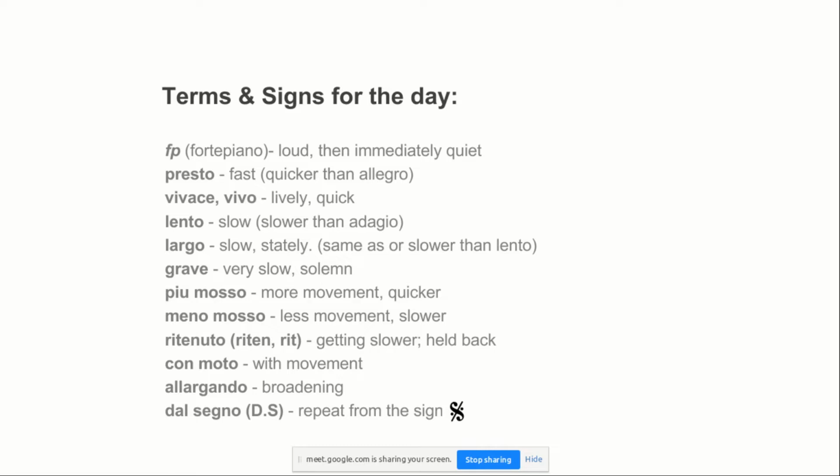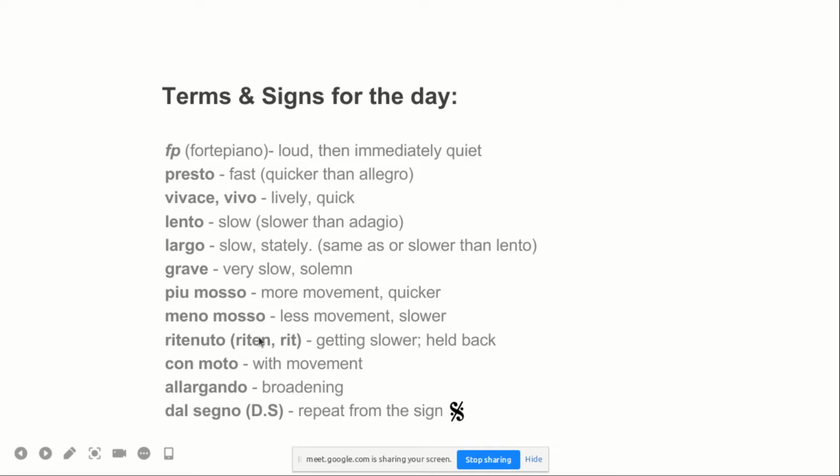That is grave. Più mosso. Più means more, and mosso means movement. Più mosso is more movement, or it might be used to mean quicker. And then we have meno mosso. Meno mosso means less movement, and that is slower. Meno is less, and then mosso is movement.